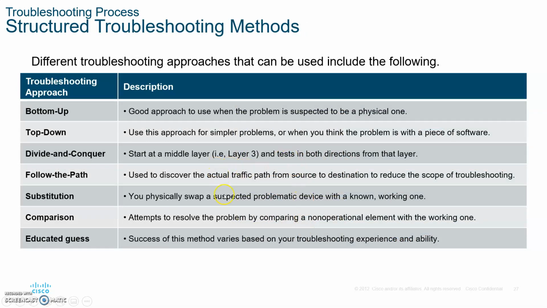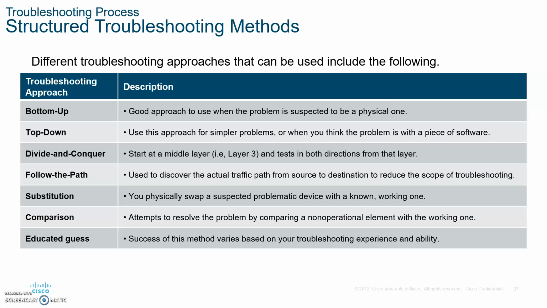You can do bottom up from the physical layer up. This is a good approach to use when the problem is suspected to be a physical one. You think the cable is bad, no power, you don't see the fans are running on the device. Top down if you think the application has an issue, right? From the application layer down.